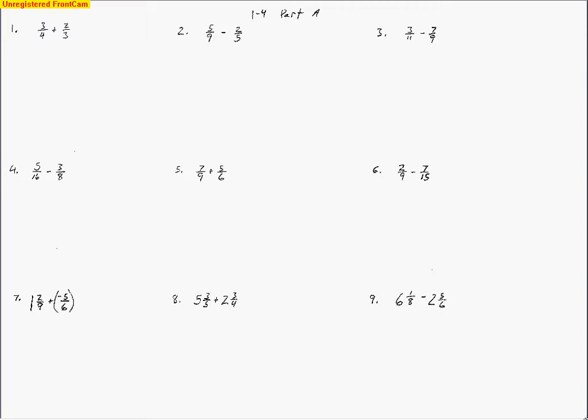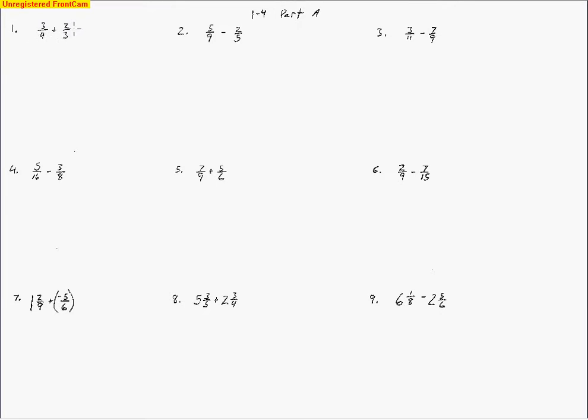Today we will be adding and subtracting fractions. And so the key on adding and subtracting fractions is to come up with a common denominator. So as we look at the two numbers here, 3/4 and 2/3, the denominator, the bottom number, is not the same. So we need to make it the same.